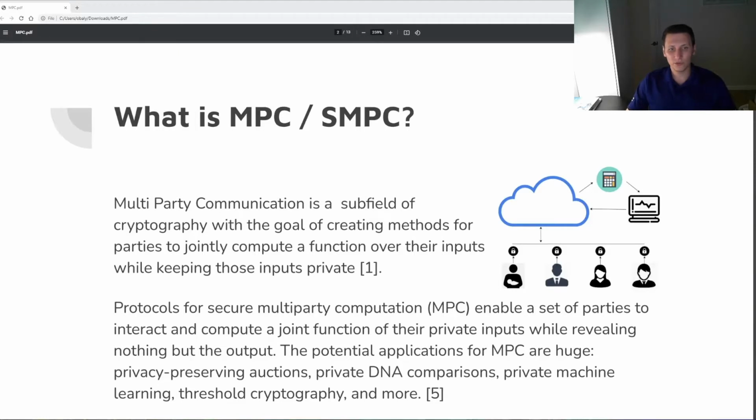The protocols for secure multi-party communications really enable a set of parties, individual companies, to interact and compute a certain joint function of their private inputs while never revealing the data itself, but sharing the output. The potentials for MPC are very large. It goes to privacy preserving outputs, voting systems, private DNA comparison, private machine learning, and so on.